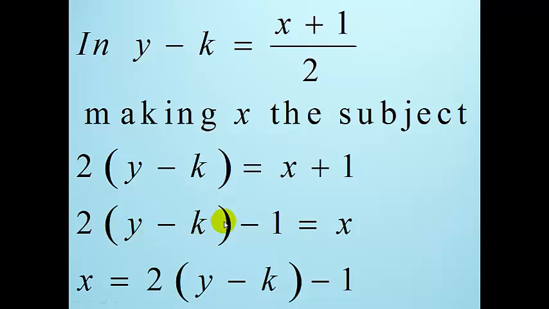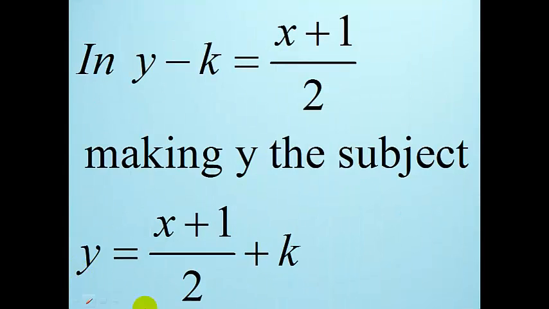And this can be written as x on the left hand side is equal to 2 into bracket y minus k, minus 1 on the right hand side. Since x stands alone, it means that we've made x the subject.